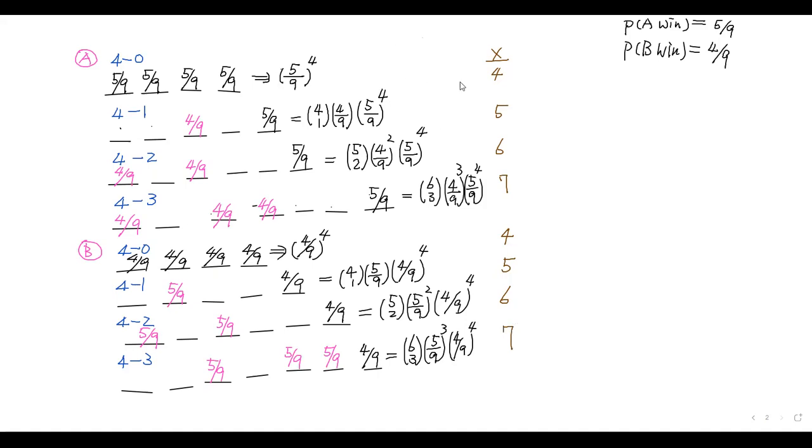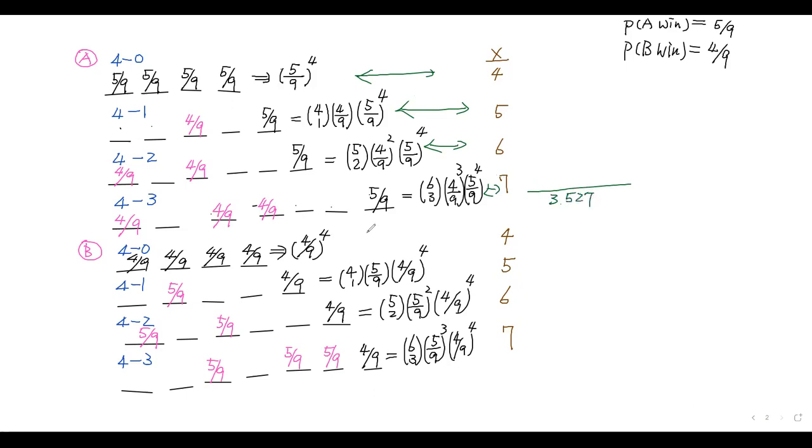Okay, so now you find the expected value. It's just like we did before. You multiply this, you multiply this, you multiply this, you multiply this, then add them together. So I already added here, so this is 3.527.